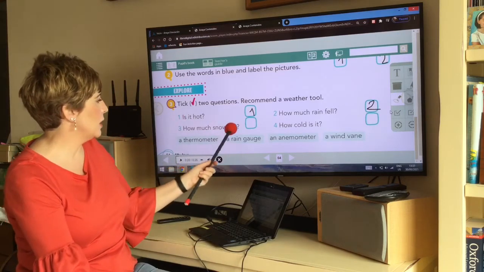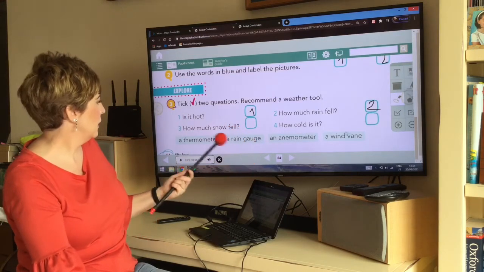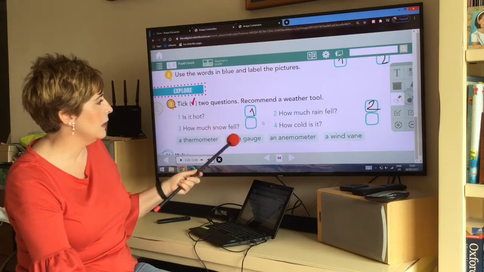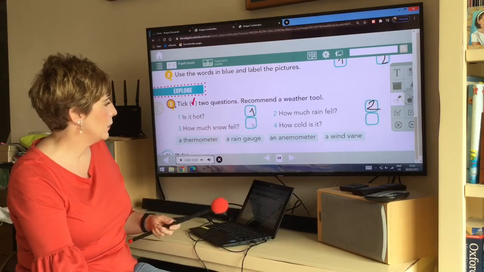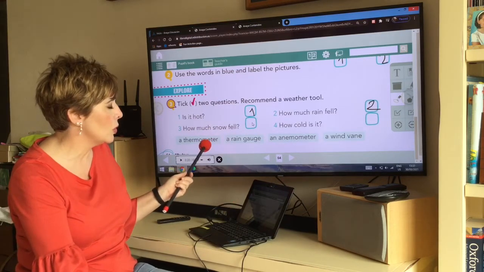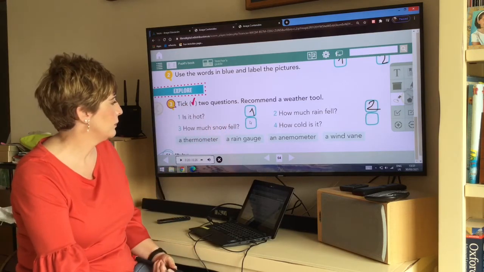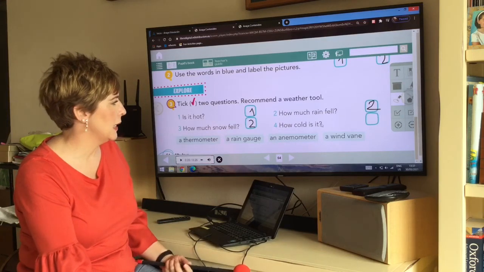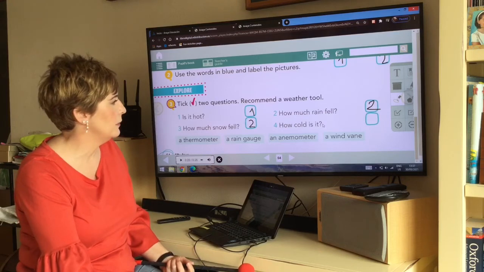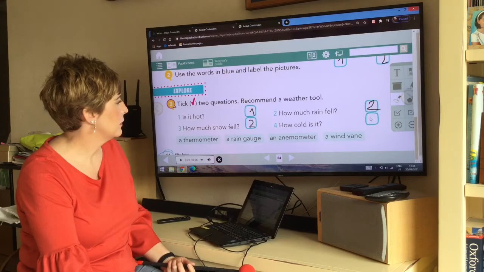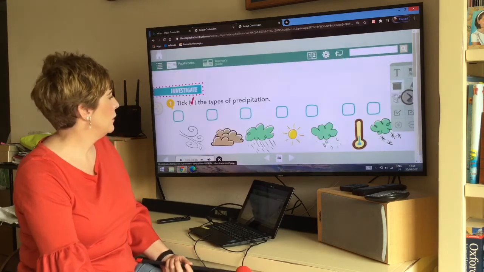And how much snow fell? We are going to measure it with, again, a rain gauge. Or you can use also a ruler. How cold is it? Again, a thermometer. Let's go to the following page.